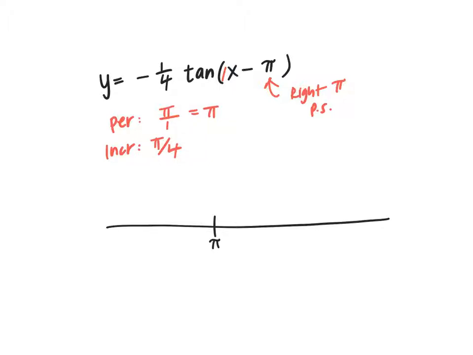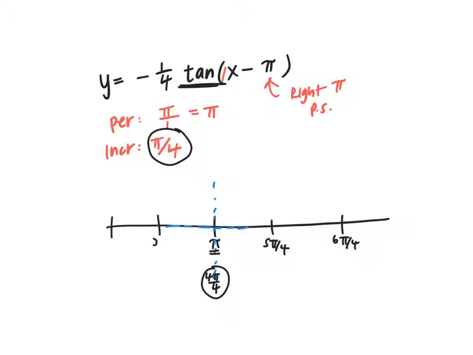So remember, this is like my new xy axis right here. So from the pi, I'm going to have 2 tick marks to the right and 2 tick marks to the left. That's how we do the tangent graph. And for each tick mark, I'm going to add an increment of pi over 4. So if I do pi plus pi over 4, because pi is really just 4 pi over 4, I get 5 pi over 4. And then if I add another pi over 4, I get 6 pi over 4, or 3 pi over 2. If I go to the left of 4 pi over 4, I'm going to subtract a pi over 4, giving me 3 pi over 4. If I subtract another pi over 4, I get 2 pi over 4, or pi over 2.